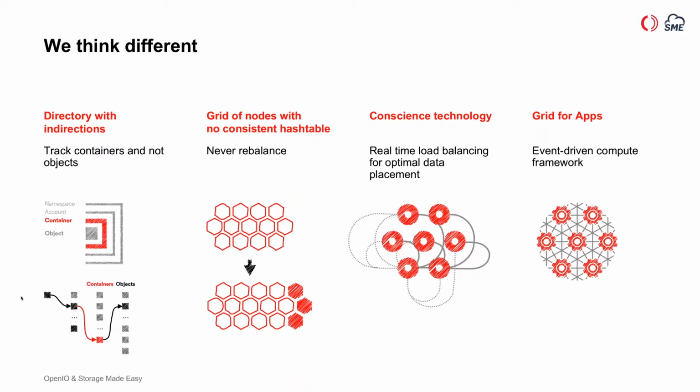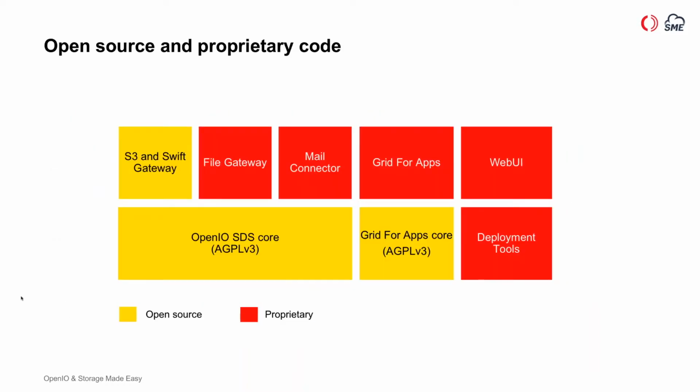And again, thanks to the Grid for Apps framework, we can choose where to run applications directly close to the data. This kind of approach is very useful, for example, to run applications that can check the validity of data, add metadata to the data, and so on.